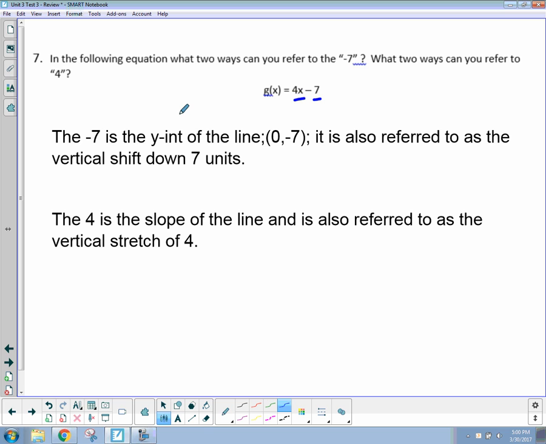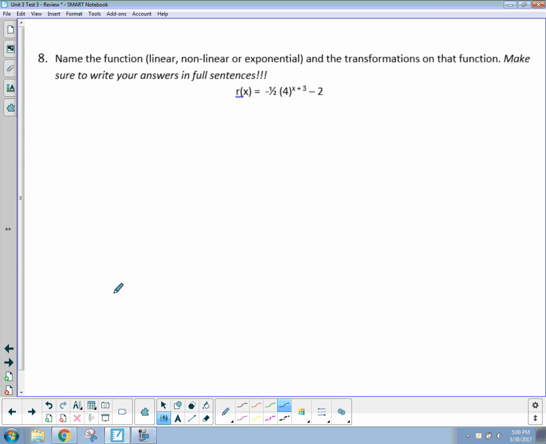Almost done. Let's look at the next one, 8. Name the function: linear, nonlinear, exponential, and the transformation on that function. Make sure to write your answer in a full sentence.